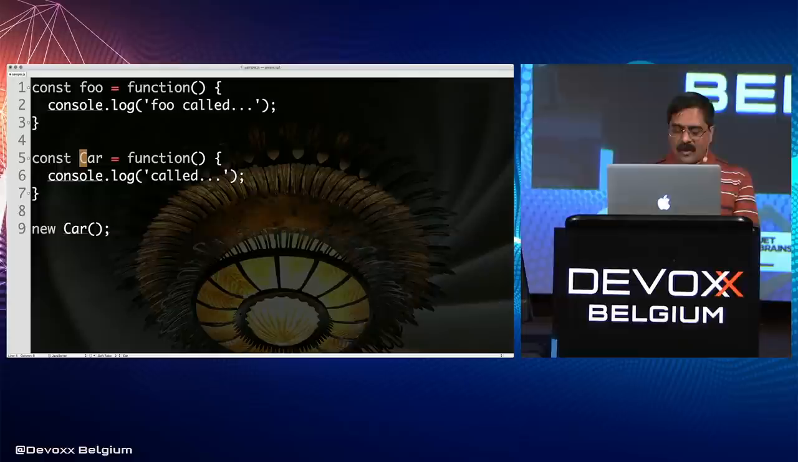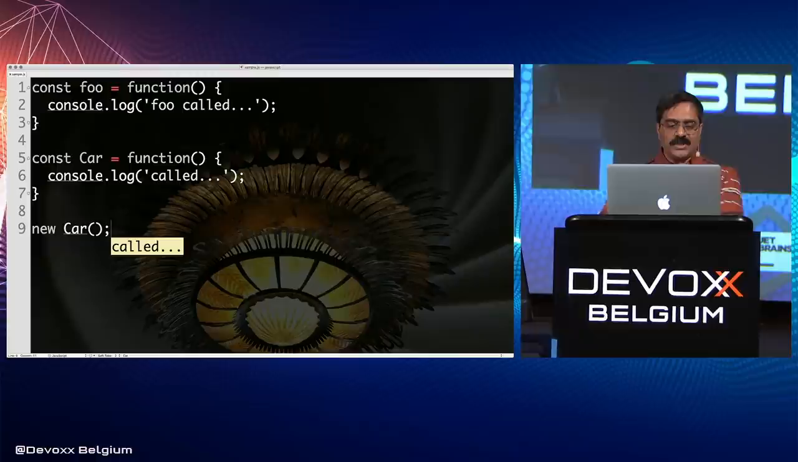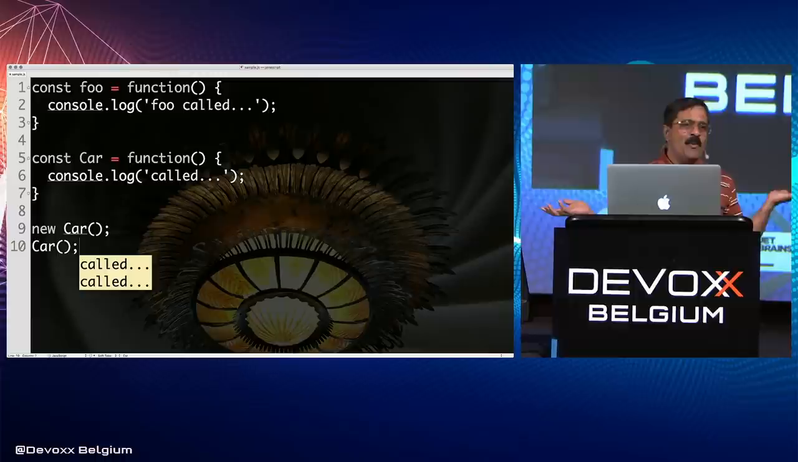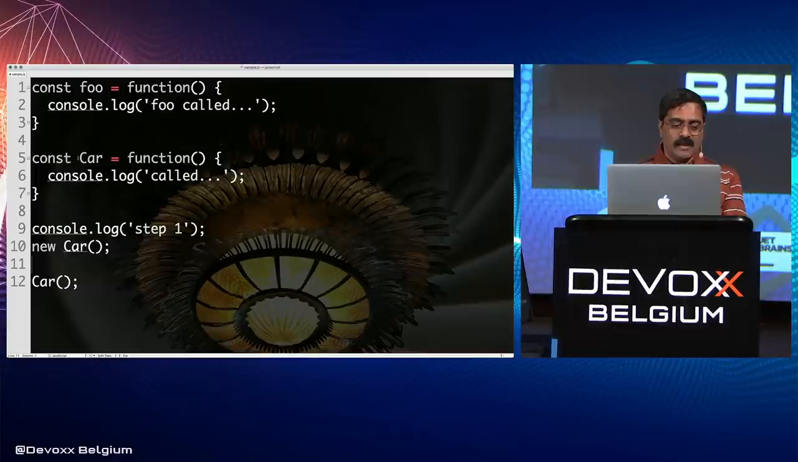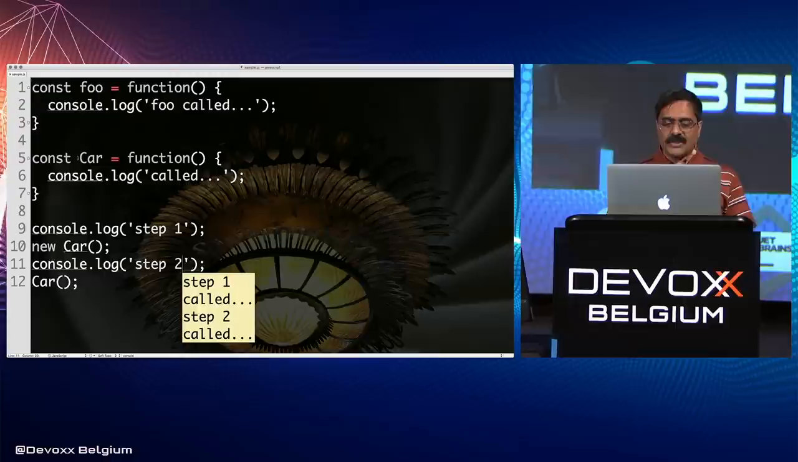Now, clearly, there are a few problems with this. If I do a new, you call the function. But if I call car like that, you call the function too. Now, what gives? How do you know which one to use and which one not to use? This is very confusing. Actually, this is even worse. I will go ahead and say step one here, and I'll go ahead and say step two here so we can see the difference. And when I run this, it says step one and step two.